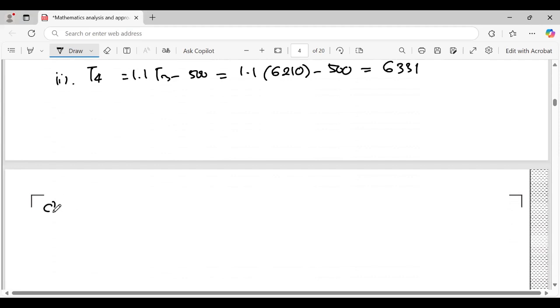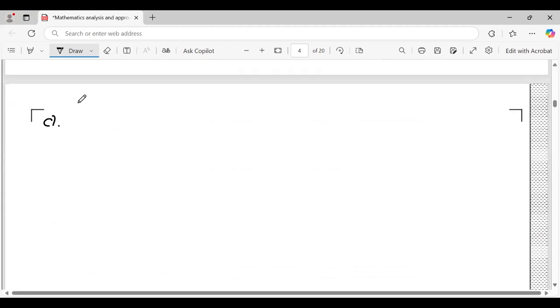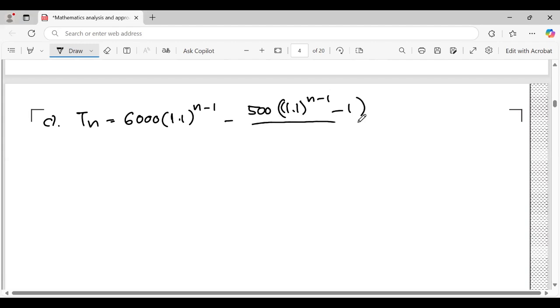Let's see. The given formula is Tn equals 6,000 times 1.1 to the power n minus 1, minus 500 times 1.1 to the power n minus 1, minus 1, divided by 1.1 minus 1.